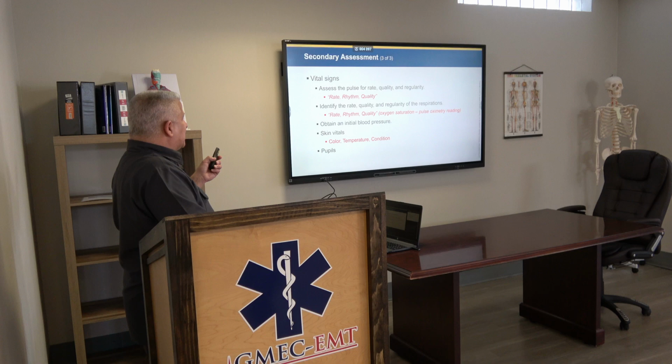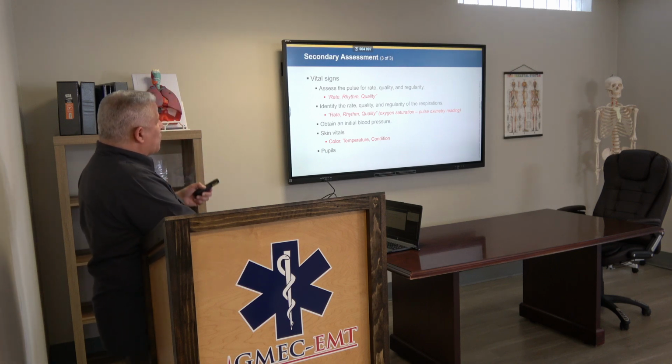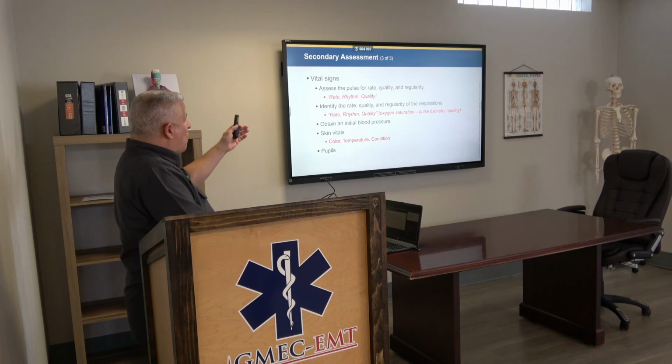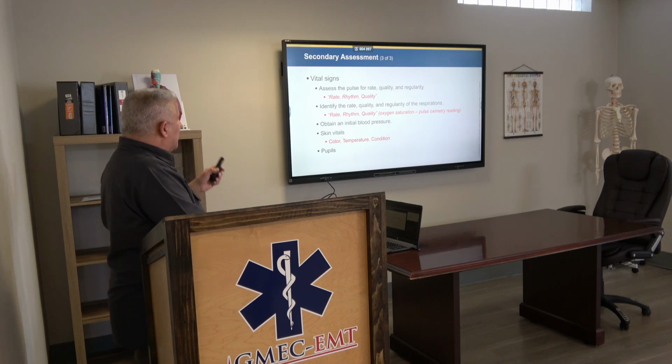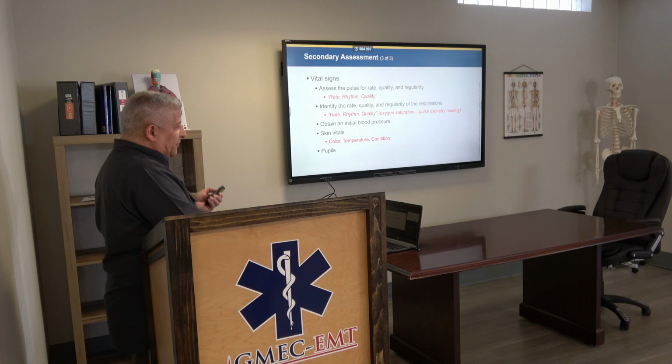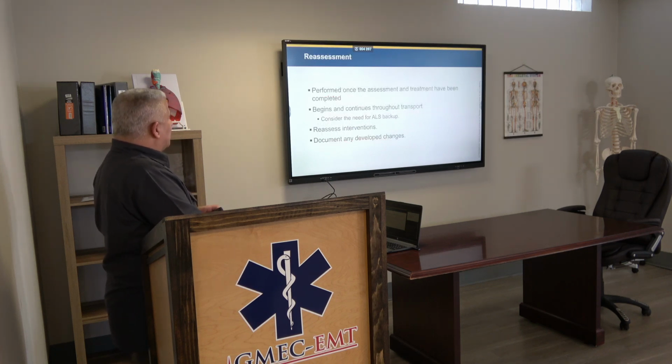We're going to do our vital signs, assess pulse for the rate, quality, and rhythm. We'll identify our respirations: rate, rhythm, and quality. Under quality is where we're going to be doing the pulse oximetry, checking for oxygen saturation. We're going to obtain a blood pressure, do our skin vitals, color, temperature, and condition, and then check the pupils to see if the pupils are PERRL or if there's any reaction from the pupils.